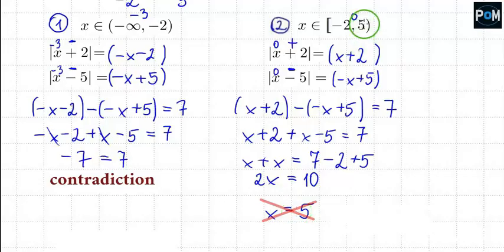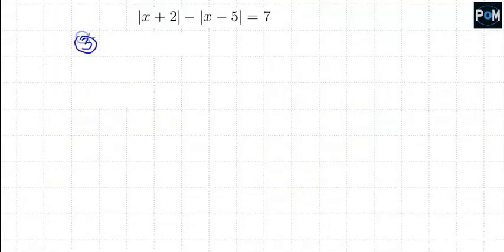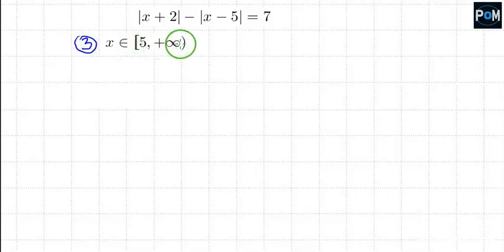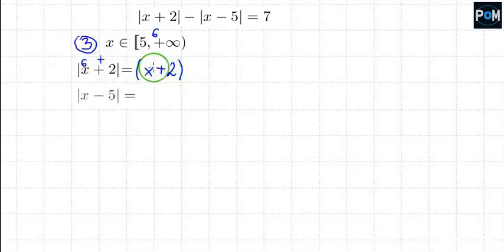From the first scenario, we have nothing for now. From the second scenario, we have nothing for now. Let's check the third interval. The third interval was from 5 closed up to positive infinity. The number 6 definitely fits within this range. 6 plus 2 is a positive result, so we'll place what was inside the parentheses without any changes. Here, if we substitute 6 for x, we'll get 6 minus 5, which will result in a positive 1. So nothing will change within the parentheses either.